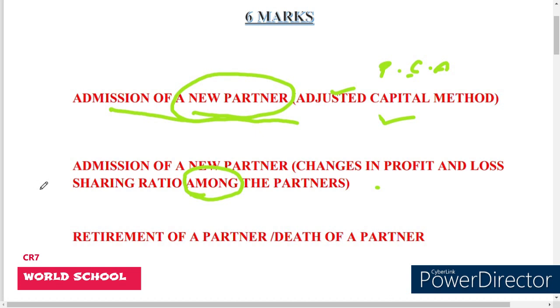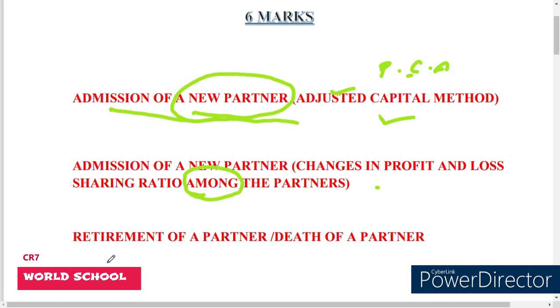Prepare A to Z, everything, with numerical questions also. Nearly 6 to 7 of my students have crossed over in accountancy, and I am expecting 80 out of 80 from some students. They will try to satisfy my hope. Okay, fine. Then definitely a question will come from admission of a new partner from these 2 areas.